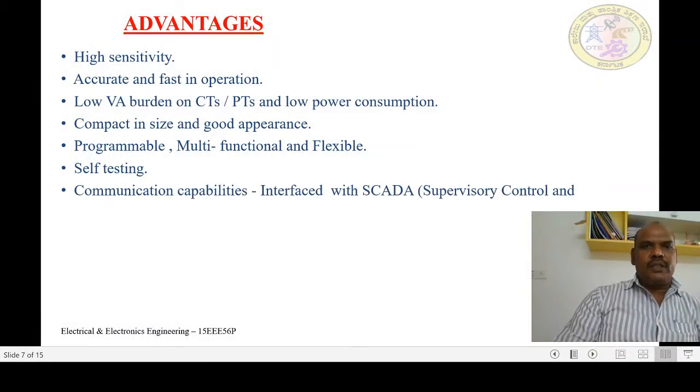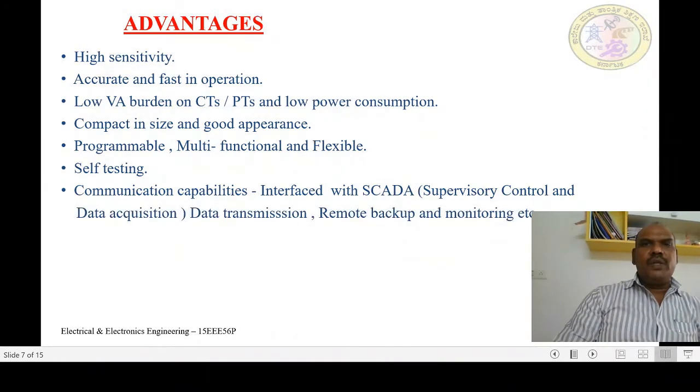Communication capabilities. Whenever there are communication capabilities, you can interface them with the SCADA system. SCADA means supervisory control and data acquisition system. So data can be transmitted, remote backup can be done, and remote monitoring can be done. Security: you can set a password, so only an authorized person can make any changes in the program.